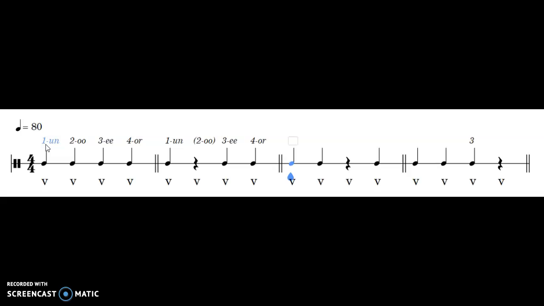So the first measure is a complete measure. We have 4 quarter notes and we have no rests. So we would count this 1, 2, 3, 4.